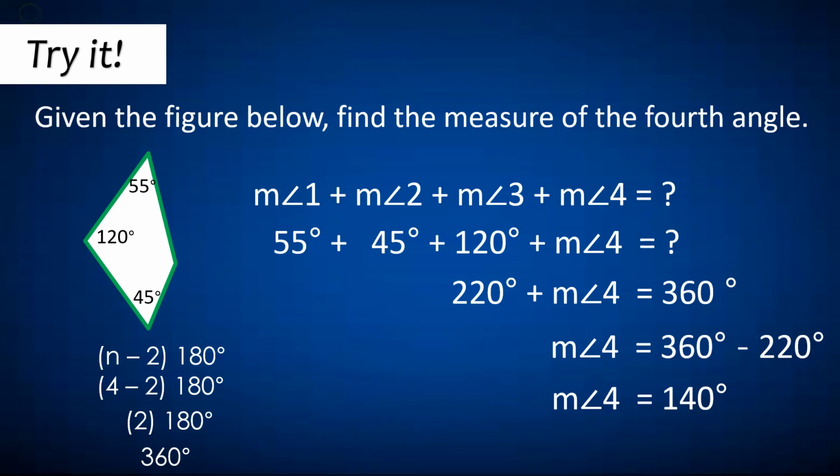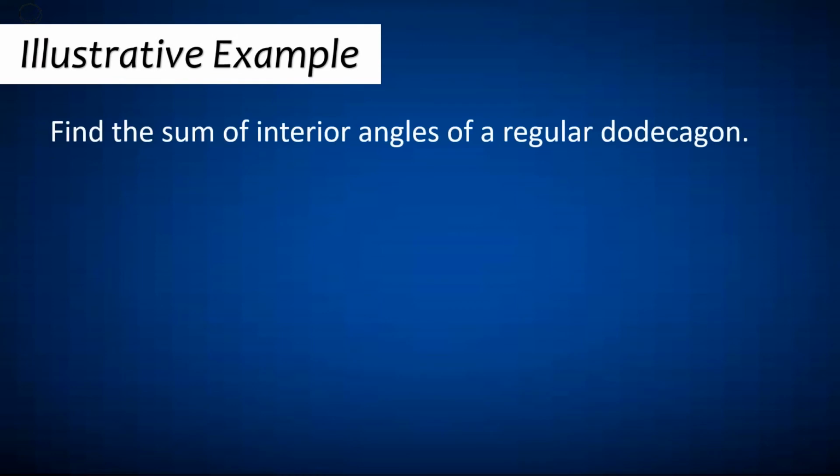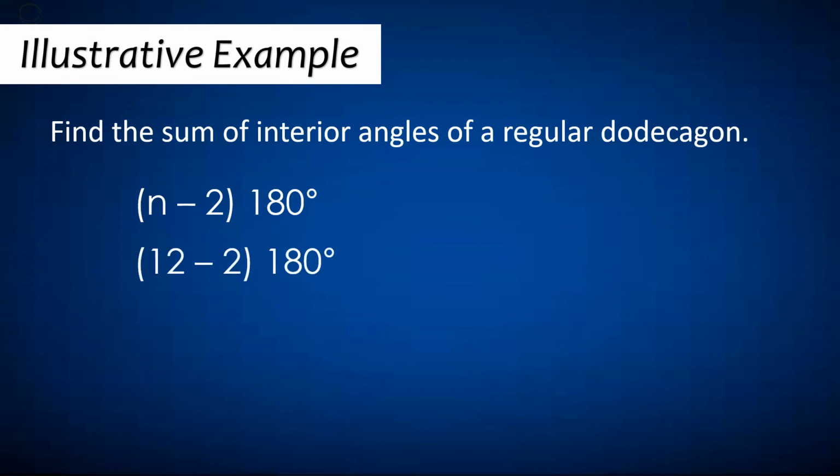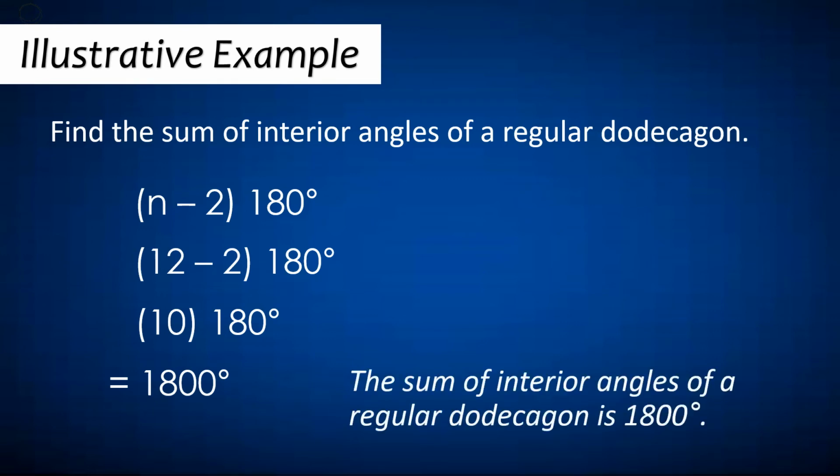So, yun yung paraan kung paano tayo kumukuha ng measure ng isang nawawalang interior angle ng polygon natin. So, let's proceed with dito sa example natin na to. So, ang hinahanap lang ulit ay sum ng interior angle. So, alam na natin to n minus 2 times 180. Given na dodecagon. So, meaning 12 sides. So, 12 minus 2 times 180. So 12 minus 2 is 10 times 180. 10 times 180 is equal to 1,800. So therefore, pwede natin i-conclude na ang sum ng interior angles ng regular dodecagon is 1,800.